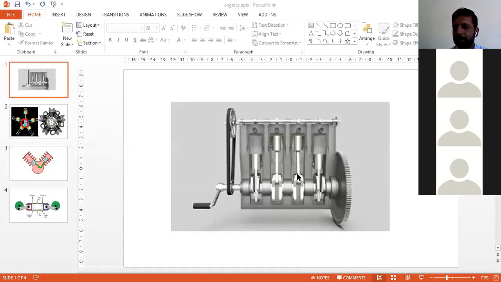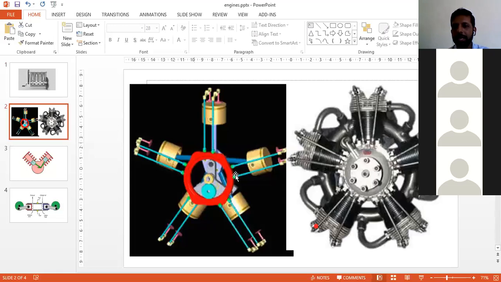Now coming to the type of arrangement of these pistons. The first thing is an inline engine. If you look at this, there's a common crankshaft, and on each portion of this crankshaft, there is one piston mounted: piston number 1, 2, 3, and 4. All these pistons are parallel to each other. Just look at this, this piston is parallel to this one, and this one. So this is an inline engine. The next one is going to be a radial engine.